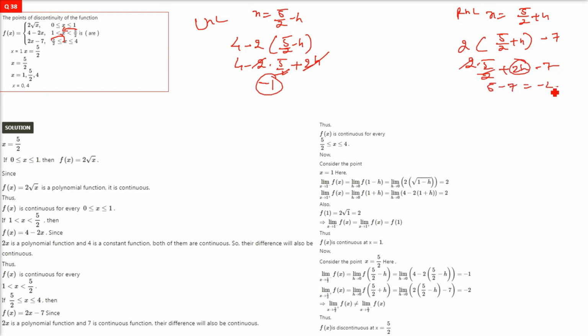So minus 1 and minus 2, they are not equal. That means this is the point of discontinuity. So this is the answer. f(x) is discontinuous at x equals 5 by 2.